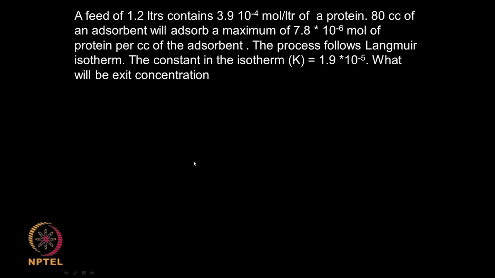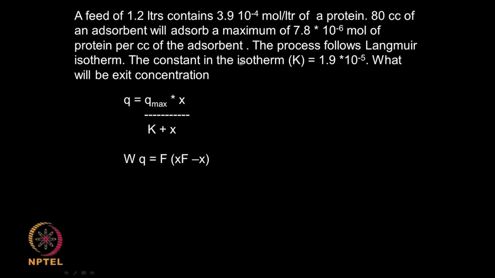Okay. Now, let us look at another problem. I have a feed of 1.2 liters, that is F, containing so much protein, that is my XF. I am adding 80 cc of an adsorbent, and I am saying it will adsorb a maximum of so many moles of protein. It follows a Langmuir relationship. You know the Langmuir relationship, right? Q is equal to Q naught x by capital K plus x. K is given here, Q naught is given here, because I am saying maximum. So simply, Q is equal to Q max x divided by K plus x.